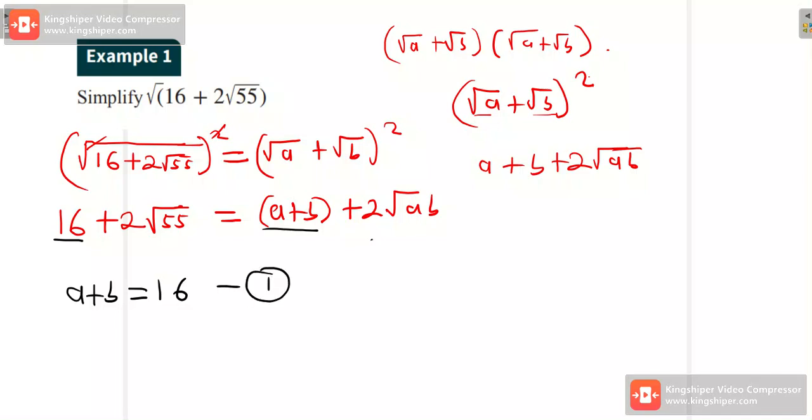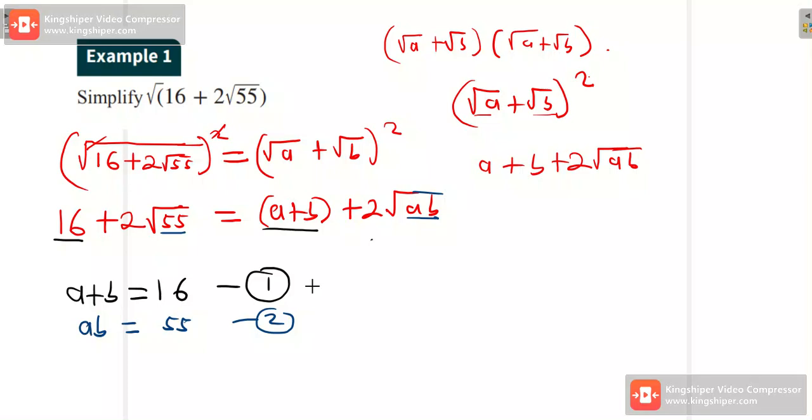Then also we compare the radicals. What is under the root sign? We have 55 under the root here. We have ab under the root here. So we can see that ab is also equal to 55, equation 2. Now we need to solve these two equations simultaneously.